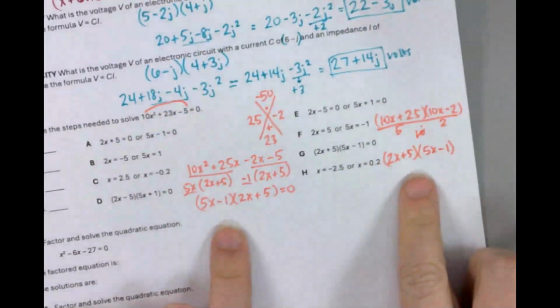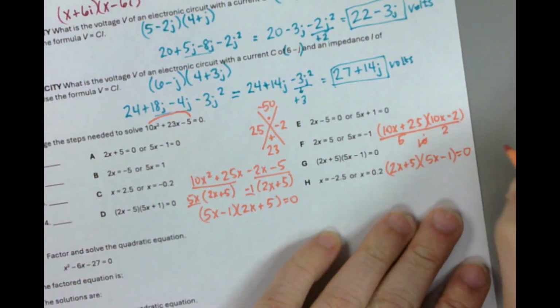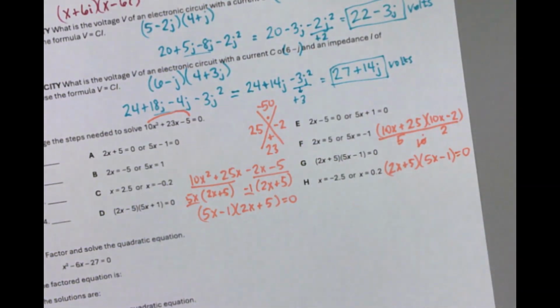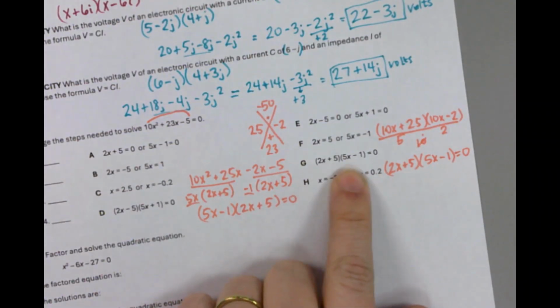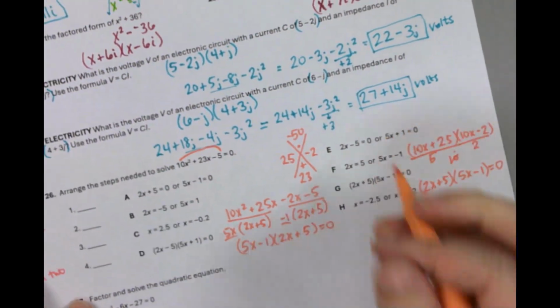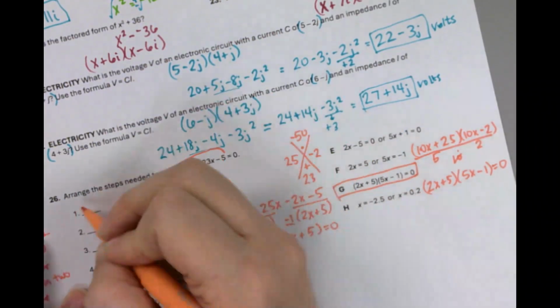Look at how these are the same. They're in a different order, but it's fine. They're the same two factors, equals 0. We have now factored it. Now we split it into 2, and we solve. If we're dealing with this, our two factors are 2x plus 5 and 5x minus 1. That is here, g. So our first step is g. We did all of this work just to get to g.